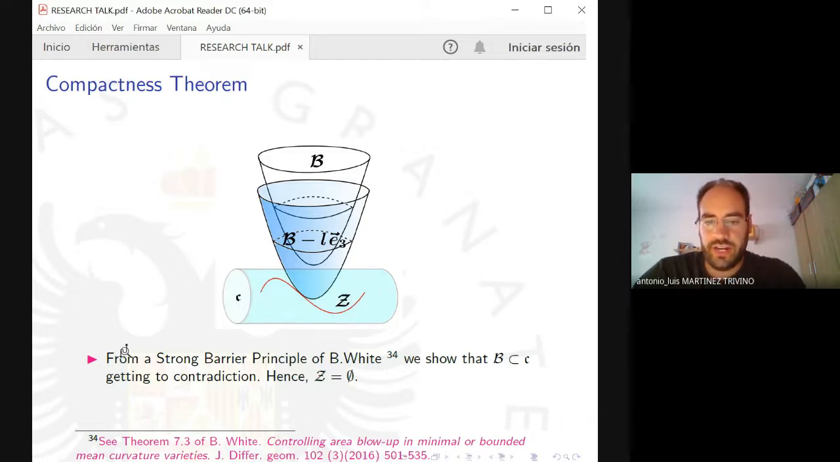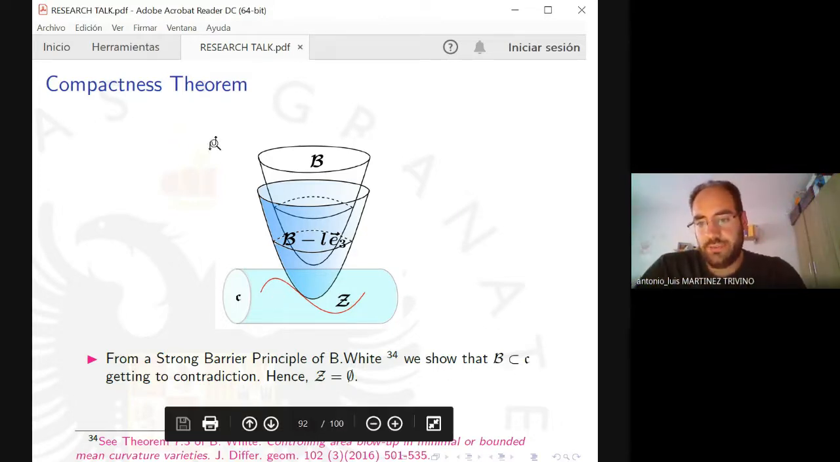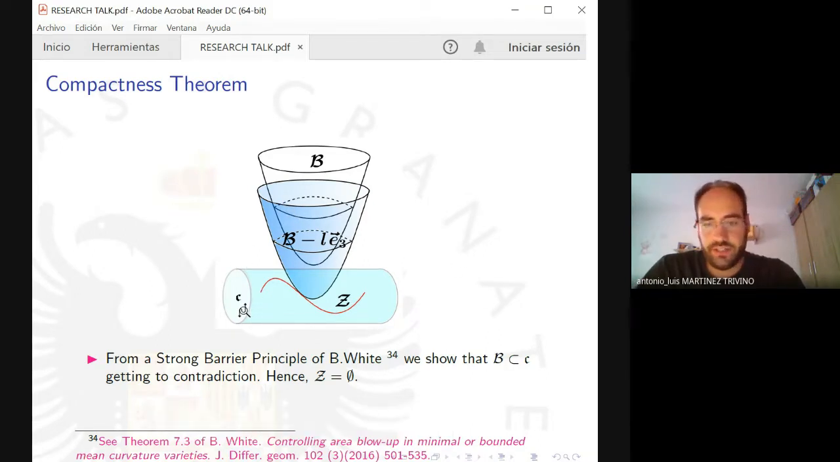So from the strong maximum principle of Brian White, which is like the classical maximum principle for minimal surfaces, we show that this ball must be contained in the horizontal cylinder. But this is a contradiction, because this ball tends to infinity when the radius tends to infinity. So it is a contradiction, and this set is empty.